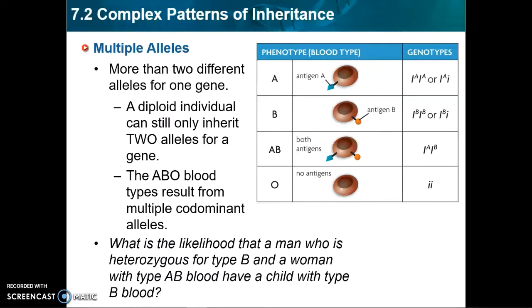Now, even though there's more than two alleles possible, a diploid individual, which we all are, can still only inherit two out of the possible however many alleles there are. So that's important to know. Even if there's four alleles possible for a gene, you as an individual can only inherit two of them at a time. And the classic example of multiple alleles in humans is the blood type.